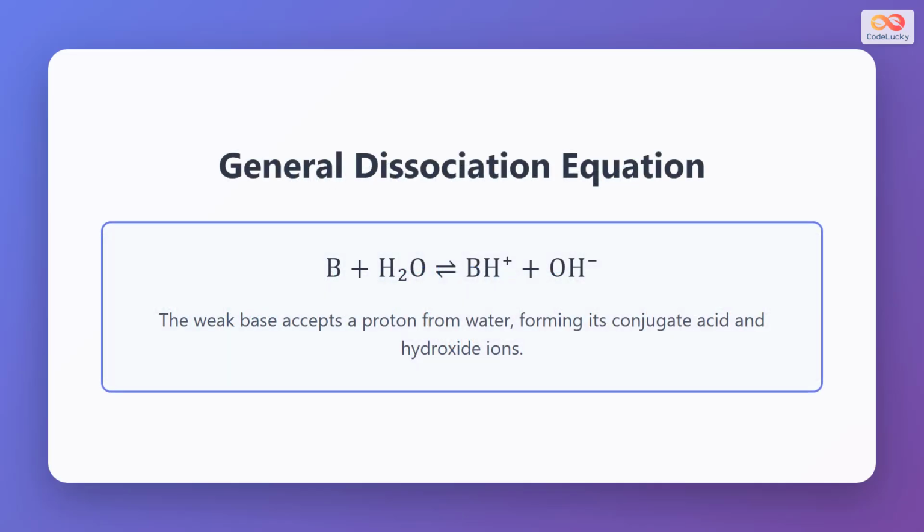The general equation for weak base dissociation is B + H2O ⇌ BH+ + OH−. Here, B represents the weak base. The weak base accepts a proton from water, forming its conjugate acid BH+ and hydroxide ions OH−. The double arrow indicates this is a reversible reaction in equilibrium, not a complete dissociation.